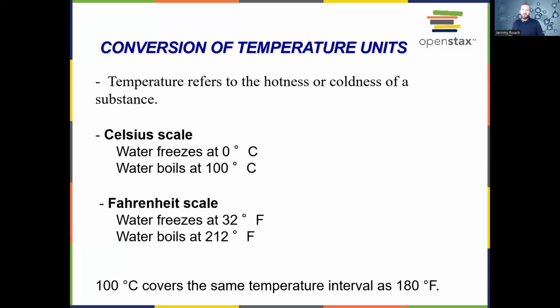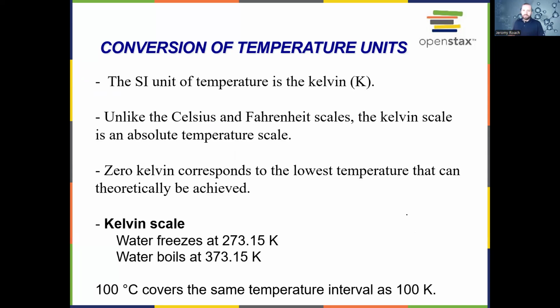Conversion of temperature. Water freezes at 0 degrees Celsius and it boils at 100 degrees Celsius. The Fahrenheit scale freezes at 32 Fahrenheit and boils at 212 Fahrenheit. We probably won't be using Fahrenheit too much in chemistry, but that's just some facts to know. And 100 degrees Celsius covers the same temperature interval as 180 degrees Fahrenheit.